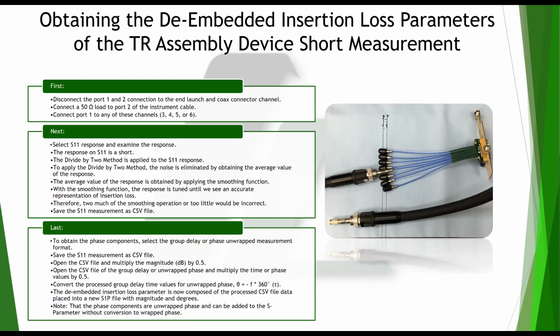Next, we're going to go through the shorting method. What we use for the shorting method is how we can get our return loss, which we then use a divide by 2 method on to get our insertion loss.